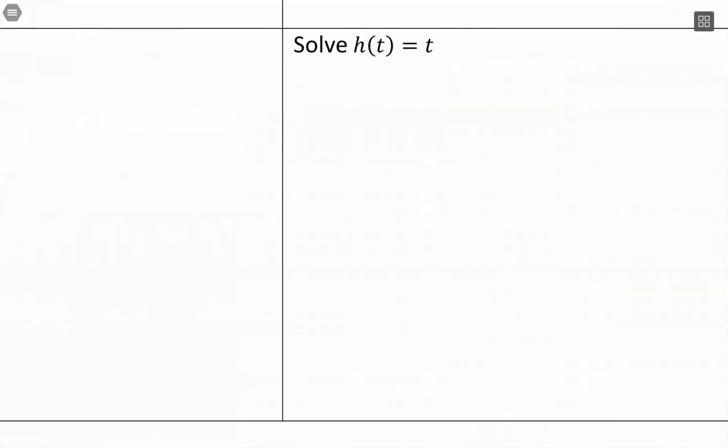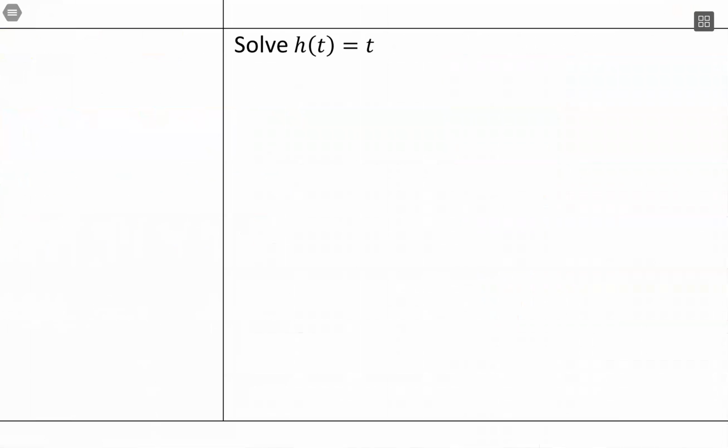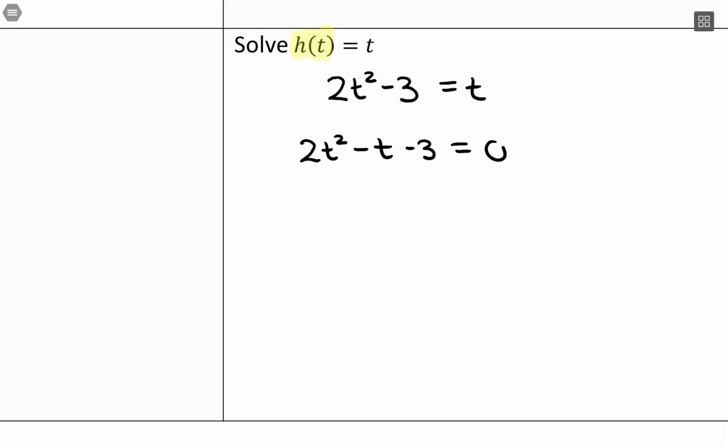Alright, and then we have h of t equals t. So with this one, we're going to do the same thing and plug in our function. So 2t squared minus 3 equals t. And now we have our full quadratic, meaning now that we have t involved, what I need to do is get 0 on one side of the equation. So I'm going to subtract t from both sides. So I'll have 2t squared minus t minus 3 equals 0. And then I want to factor.